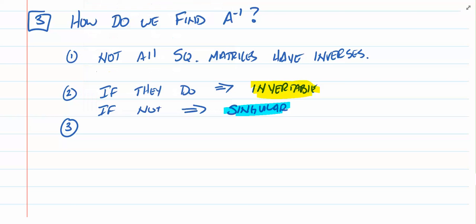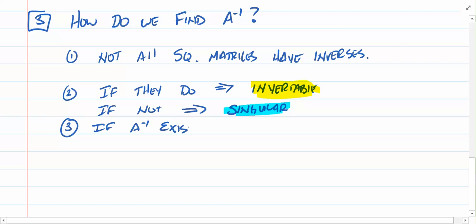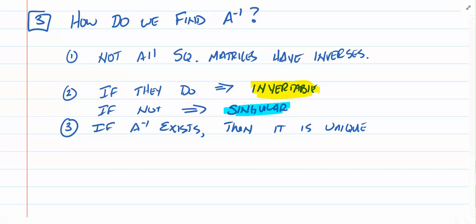And then the third idea here is if A inverse exists, then it is unique. So we're getting into some heavy sort of math theory here with all these words. So invertible, singular, and unique. What do you think the word unique means if it does exist? It's rare. Rare, that's good. What else do you think it means? It's one of a kind, meaning that there's only one. So if a matrix does have an inverse, then it only has one, and we're going to learn how to find it. Only one of them exists. It's not multiple answers.